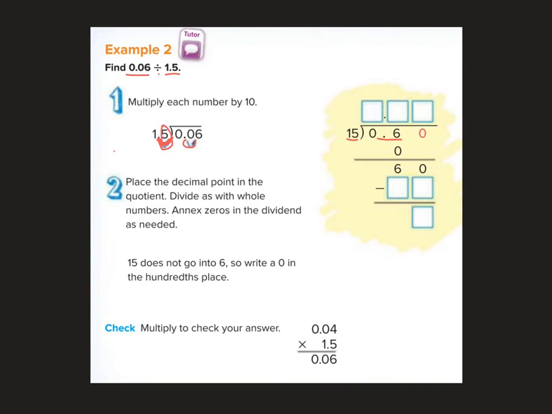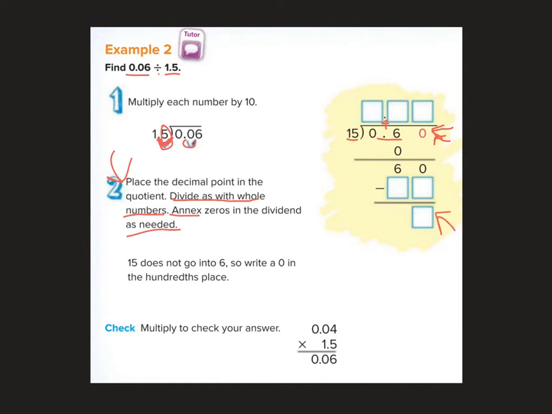Okay, now read this here with me. Place the decimal point in the quotient. Okay. Boop, did that. Divide as with whole numbers. Now this is the clue. Write this down. Annex or add zeros in the dividend, the number underneath, as needed. Okay, so if you get a remainder and you're dividing decimals, you just keep adding zeros here until you get a 0 for your answer. Unless it's repeating, then you'd stop because you would never get a 0 remainder.